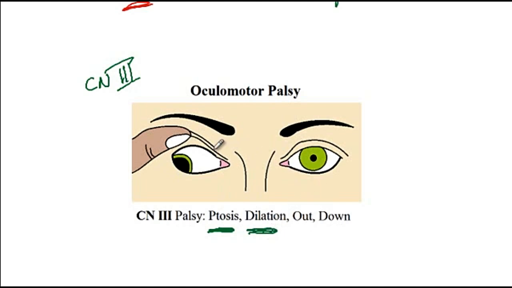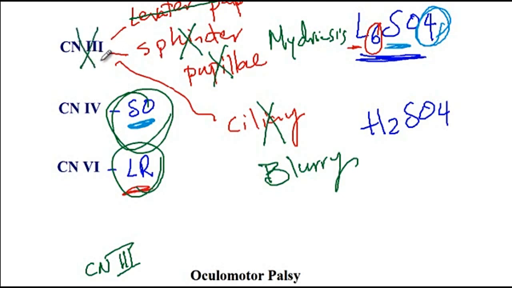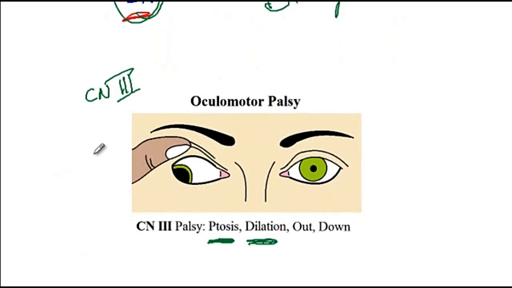There would be dilation of the pupil because there is loss of the function of the sphincter pupillae. And now the other 2 muscles, the lateral rectus and superior oblique, are taking over. Since none of the muscles that are innervated by cranial nerve 3 are working, these two will take over. The function of lateral rectus is to look laterally, so the eye will look laterally or out.